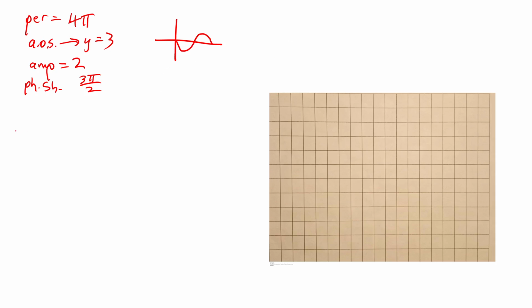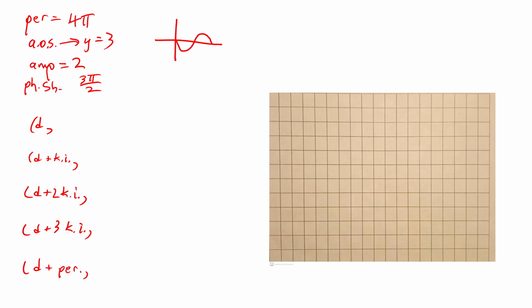Now, we always are going to have 5 key points, and the x-coordinates of those 5 key points are always going to be d, and then d plus 1 key interval, and then d plus 2 key intervals, d plus 3 key intervals, and then d plus 1 period. It always works out that way. Okay, so that's useful information to have.